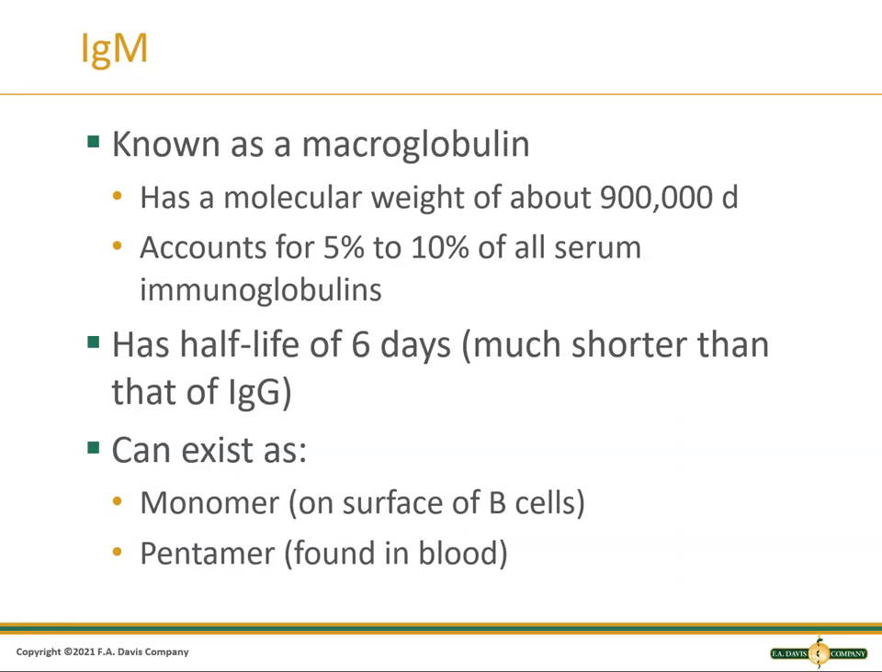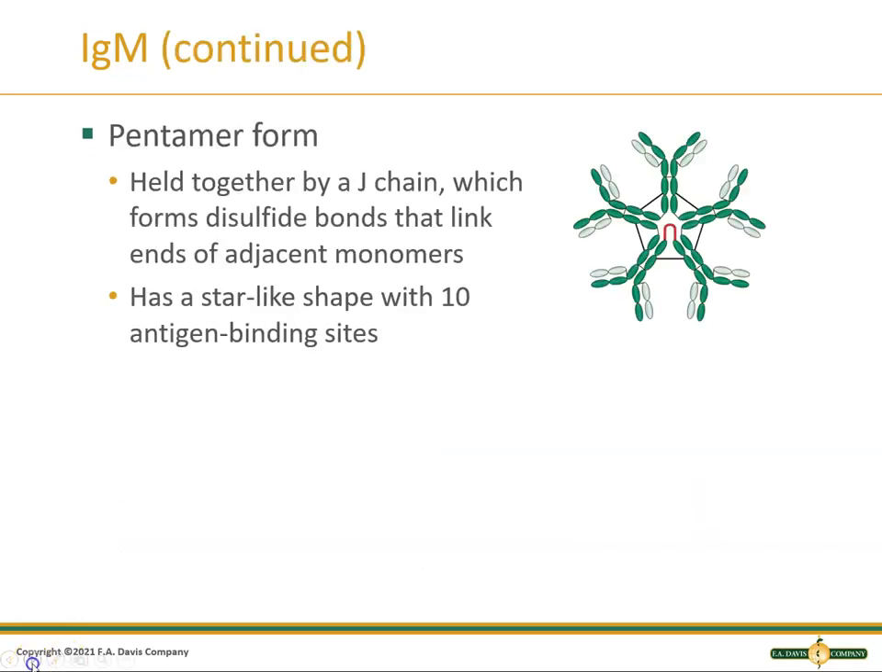But when it's in the bloodstream, it's actually a pentamer. So let's look at what that looks like. So here it is. It's like 5 of the Y's together. And it's actually held together by this little red thing. That's called the J chain. That actually forms a disulfide bond that links all the adjacent amino acids. So it looks like a little star. So it's got 10 antigen binding sites. So there's 1, 2, 3, 4, 5, 6, 7, 8, 9, 10. So it's a pentamer held by a J chain, which has disulfide bonds that link all the adjacent monomers together. Okay?